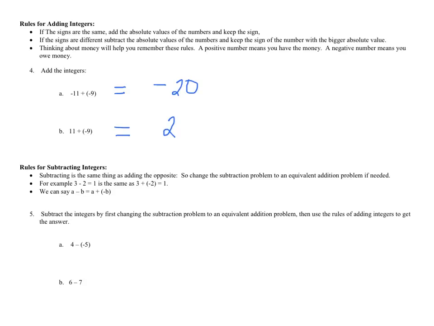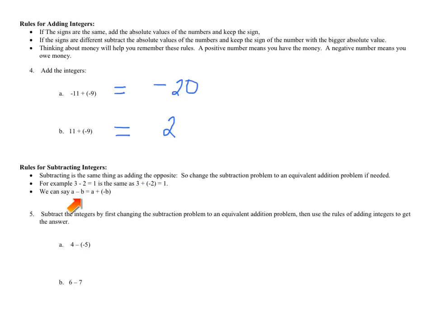Now on to subtracting integers. When we subtract, it's the same thing as adding the opposite. So what we'll do is change the subtraction problem to an addition problem, and then we'll add as above. So for example, we see that 3 minus 2, we know that's 1. That's the same thing as saying I have 3 plus a negative 2. We add the opposite.